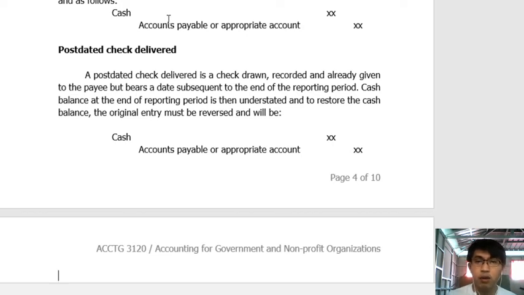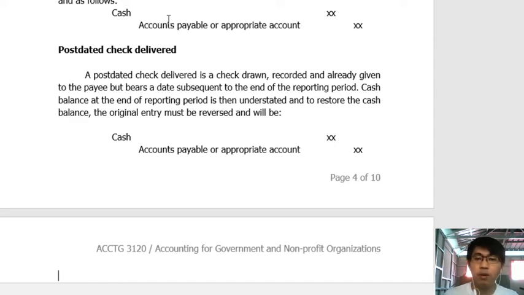It is now also recorded and already given to the payee but bears a date subsequent. So, na-draw ko yun ngayon, naibigay ko na rin yun sa supplier or dun sa outside party, dun sa payee. However, kahit na yon ay nandoon pa sa supplier, hindi niya pa yun pwedeng i-encash or i-deposit sa kanyang account dahil yun ay post-dated. Sa November 8 onwards niya pa yun pwedeng i-deposit or i-encash.